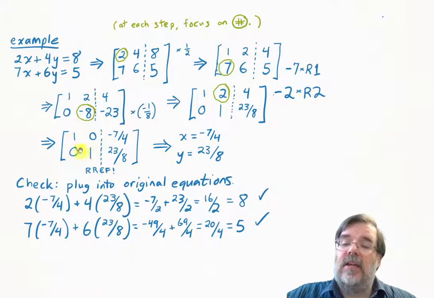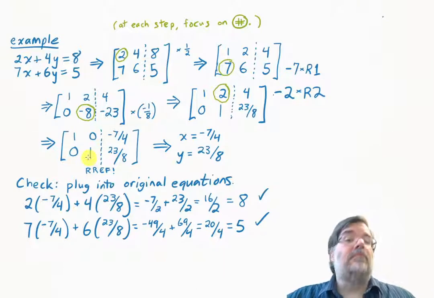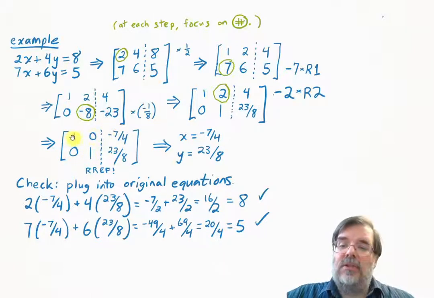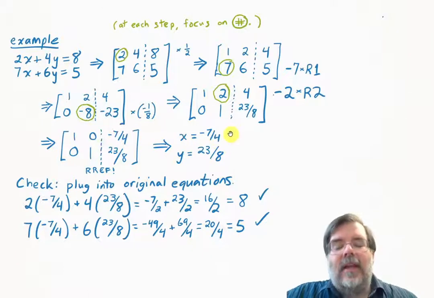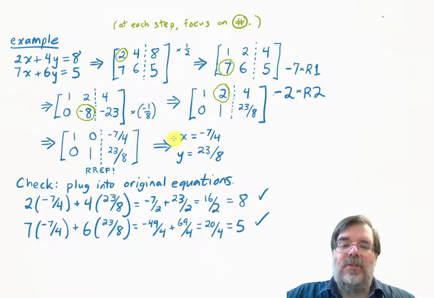Right? We've got a staircase pattern of 1s. The first number in each row is a 1, and above and below each 1 is a 0. So we're done, and we can just read off the solution now. If you want, you could write out 1 times x plus 0 times y equals negative 7/4. And then when you simplify, it turns into x equals negative 7/4. Similarly, y equals 23 over 8, and that's your solution.